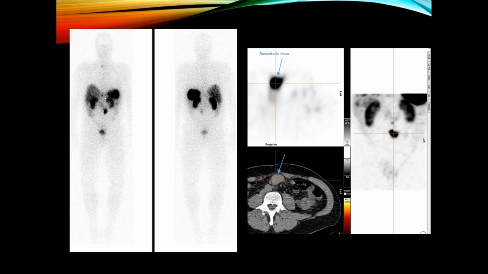Here's an example of another patient where there's uptake here in the upper abdomen and right here, maybe in the liver. And we can actually do SPECT CT, which is a three-dimensional look at where that uptake is. And we can fuse it with a CT scan performed on the same day. We don't give IV contrast, but the CT helps us to localize where that is. And I can see that this is a mesenteric lymph node.